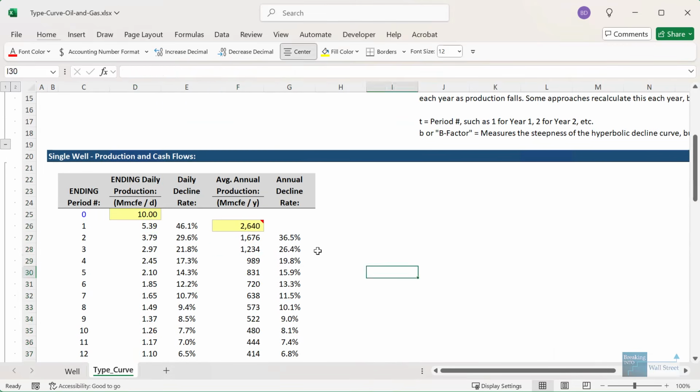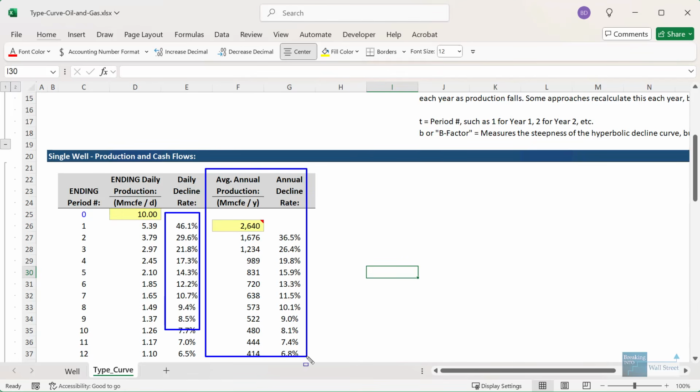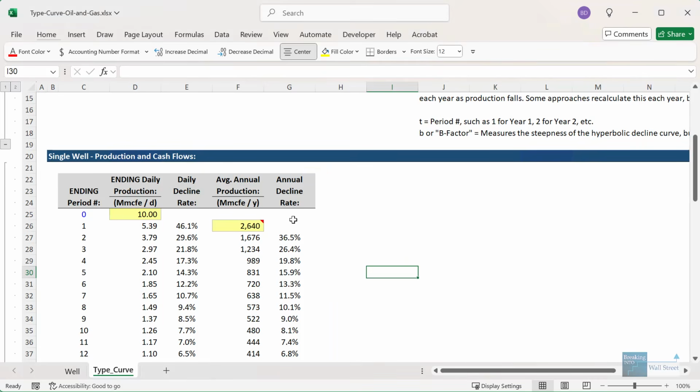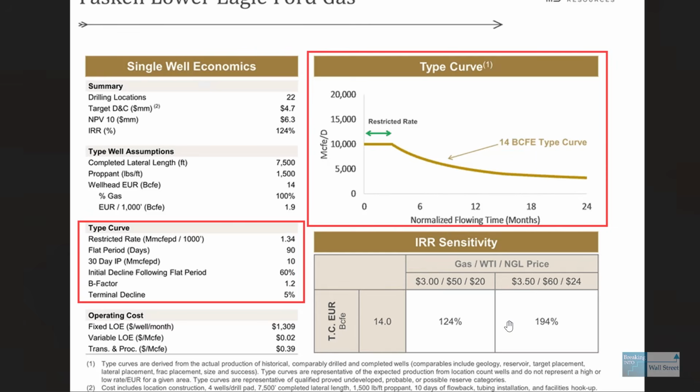And so we have that. And so you can see the daily decline rate. And then I've also converted the figures to annual numbers right here. So we have the annual decline rate as well, at least past year 1. Now, one question you might have is, wait a minute, how are you getting the average annual production? Because if you think about it and you know something about math, you would know that the first 90 days is easy because this is just a rectangle.